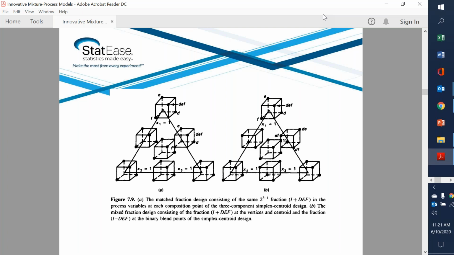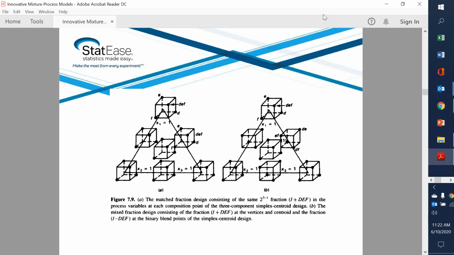Here is an example where John would fractionate. On the right-hand side is, I believe, the positive fraction. It is the positive fraction of the 2 cubed run at each location in the simplex for the mixture experiment. And then the other side has the negative fraction. So now what would happen here?